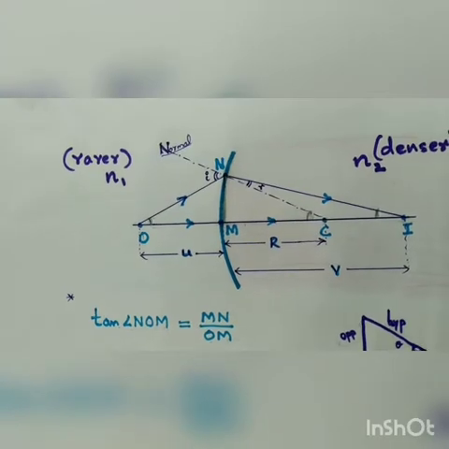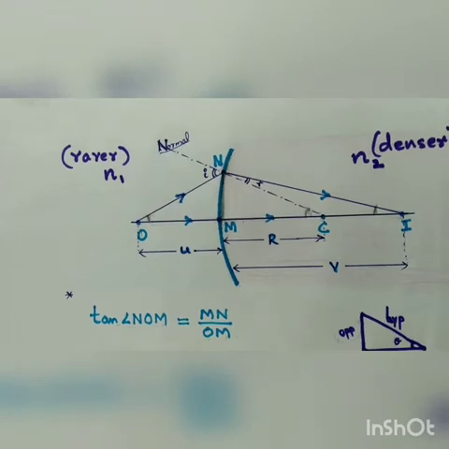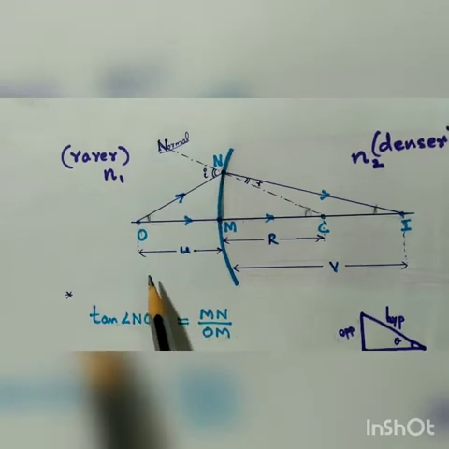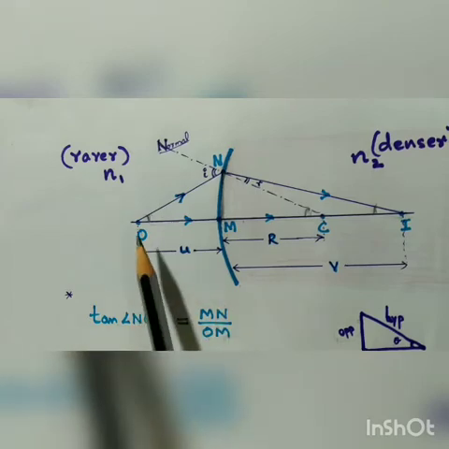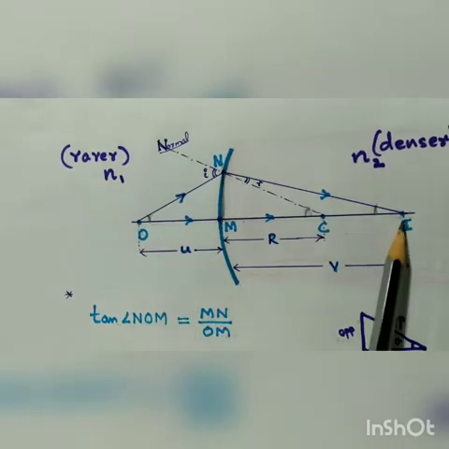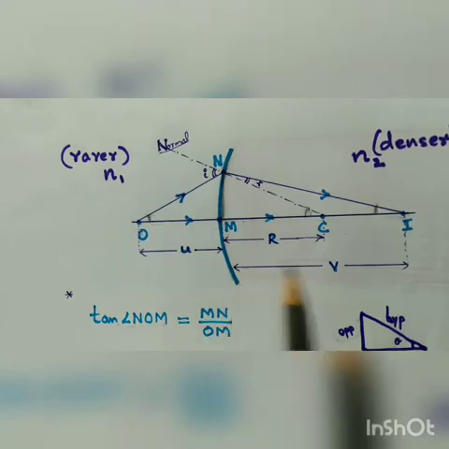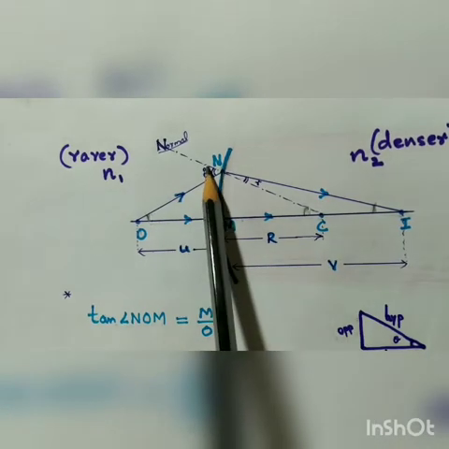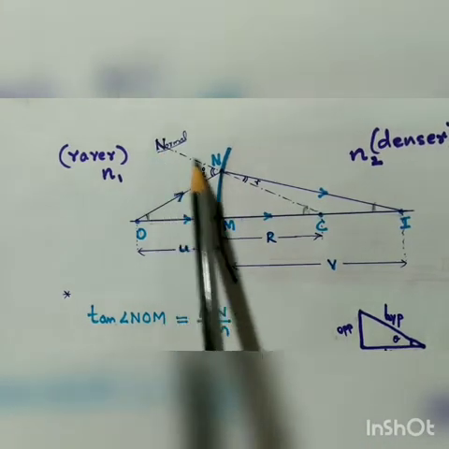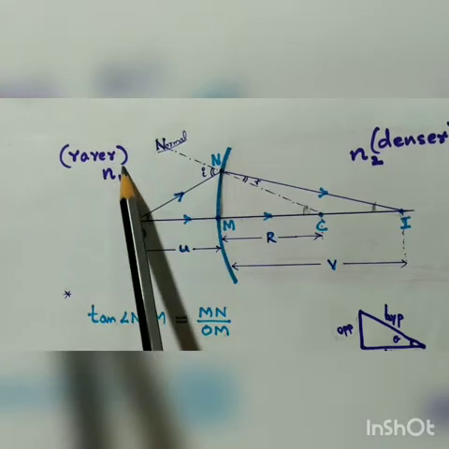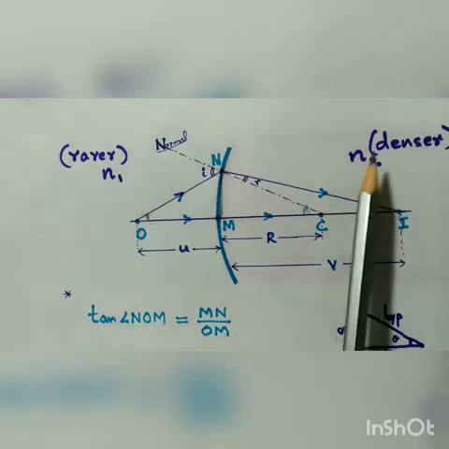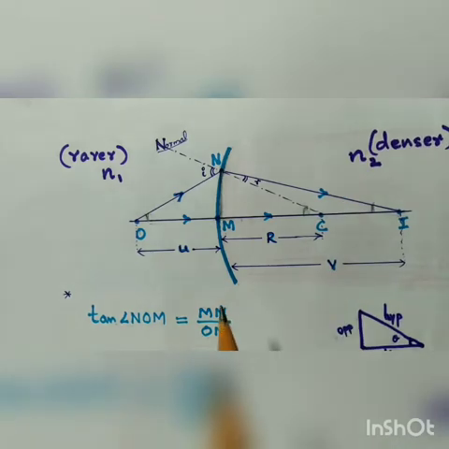For deriving the relation n2 by v minus n1 by u equals n2 minus n1 by r, consider this diagram. You are familiar with the terms. This is the object, this is the image, object distance, image distance, r, angle of incidence, angle of refraction. This is the normal, rarer medium with refractive index n1, denser medium with refractive index n2. Now observe this diagram very carefully. We are going to take the help of a little bit of trigonometry.